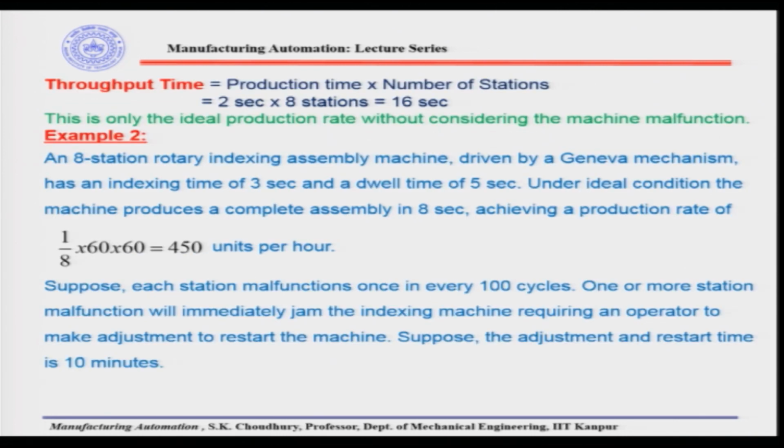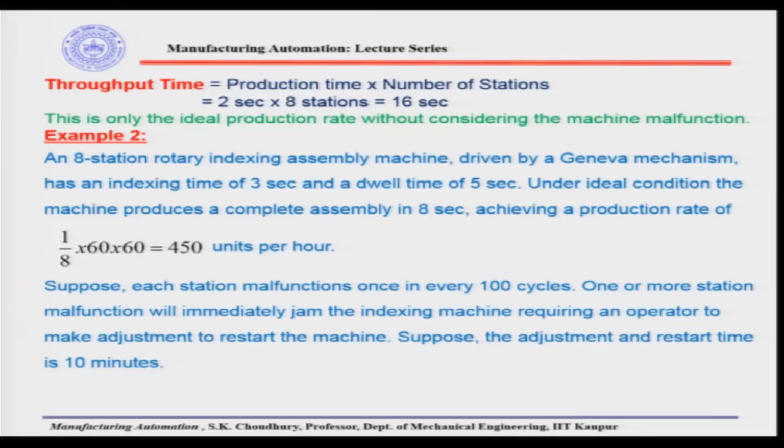Throughput time will be the number of stations into the production time, okay. Because as you understand, we said that throughput time is the time taken for a complete assembly to be completed. Now, in case of production time, the number of machines is immaterial. I will once again repeat that. If in the line there are 100 machines or 1000 machines, it does not matter, still in one indexing one complete part or one complete assembly can be taken.